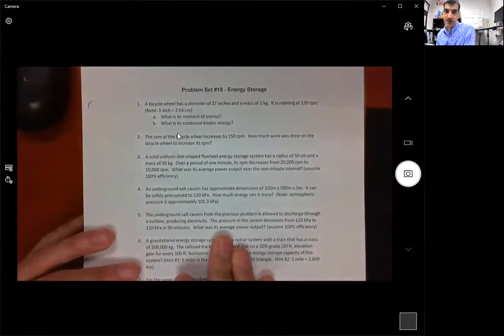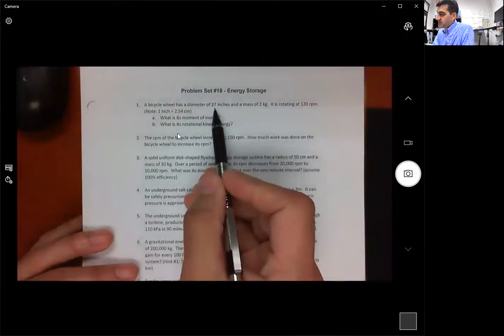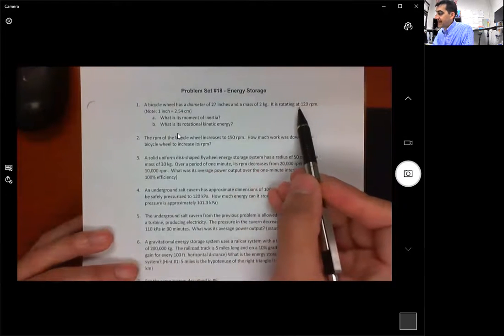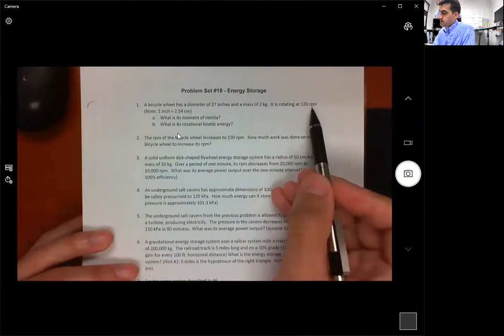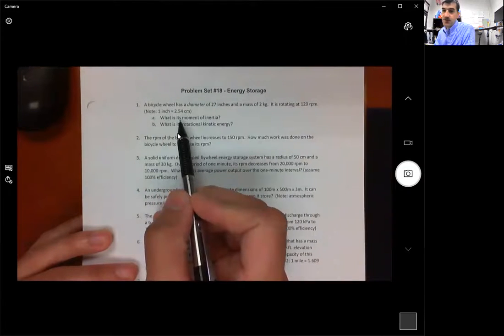Number 1 says that we've got a bicycle wheel with a given diameter of 27 inches with a mass of 2 kilograms, and we're told it's rotating at 120 RPM. Given a little bit of conversion there. Part A is, what is the moment of inertia?